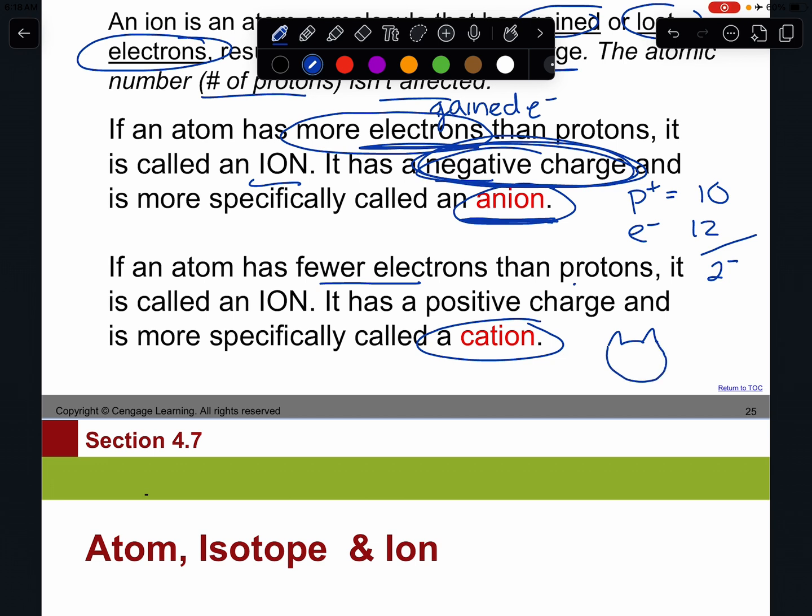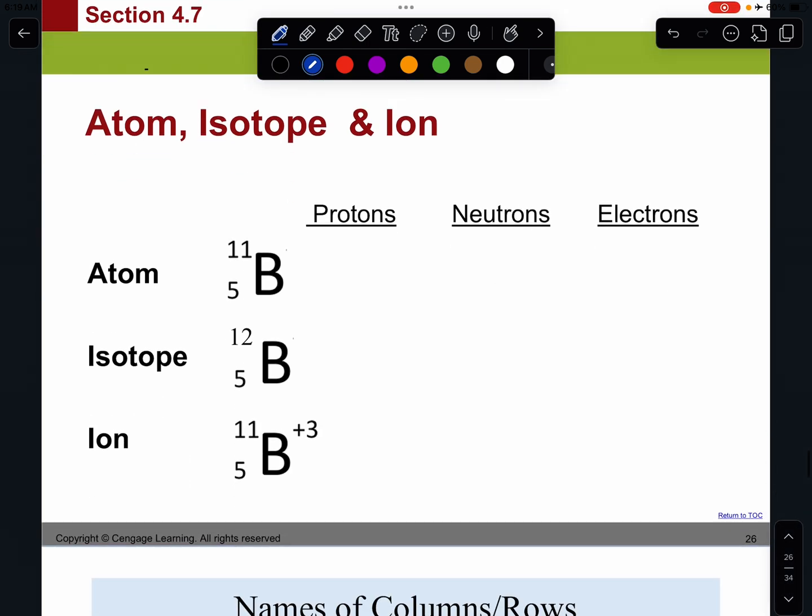If you draw a little cat here for cation, if you make a little plus sign nose, that helps you remember that cations have a positive charge. Okay, so totally up to you if you want to utilize that. Corny, but I did learn that in high school, and it has helped me over the years.